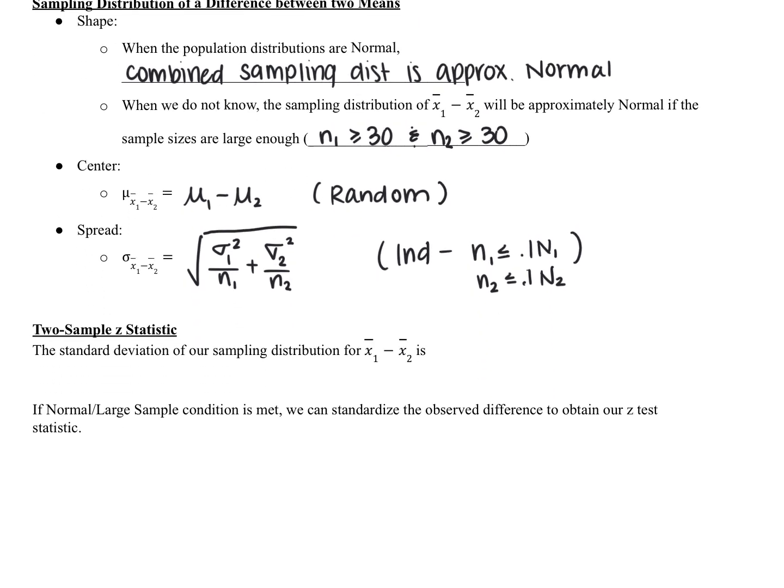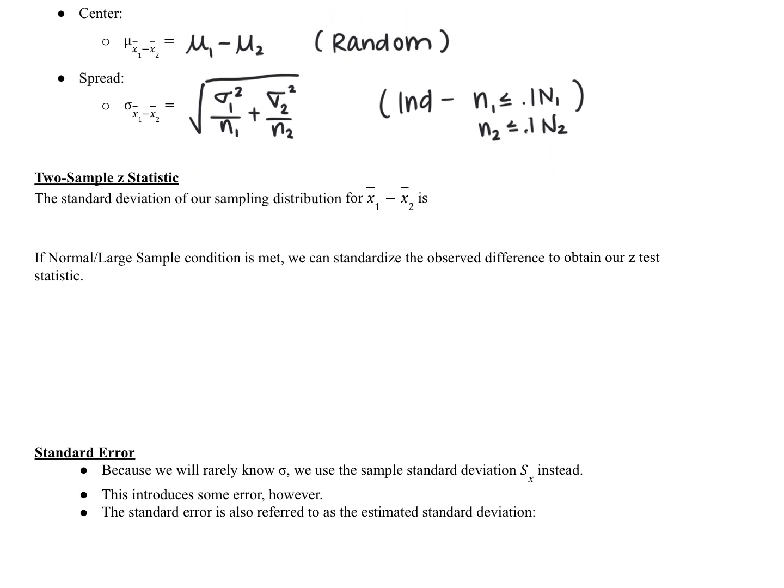So the first thing we're going to talk about is a two-sample Z statistic. So as long as you are doing a Z statistic, that means you know the population standard deviation, then we can use the standard deviation formula that we did in chapter 5. We can use the square root of standard deviation 1 squared over N1 plus standard deviation 2 squared over N2, all underneath the square root.